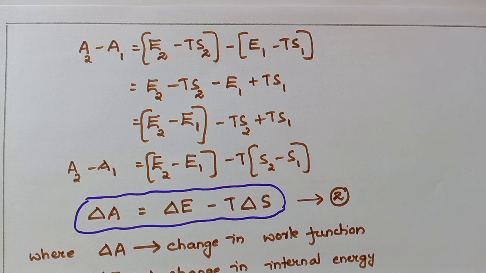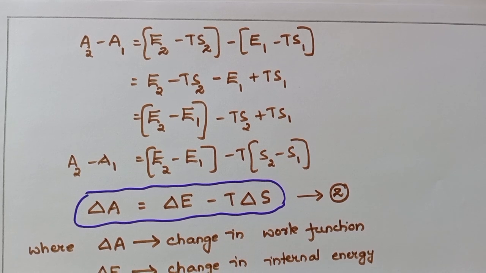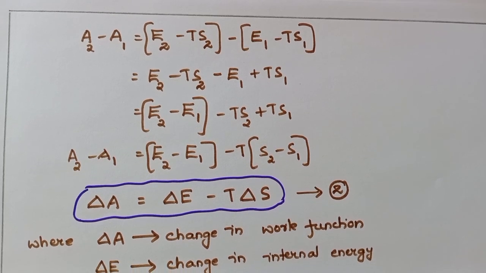Okay. Now A2 minus A1 can be written as delta A. As we all know, E2 minus E1 is delta E, minus T into S2 minus S1, delta S. So delta A is equal to delta E minus T delta S. Put it in a box and mark it as equation number 2.